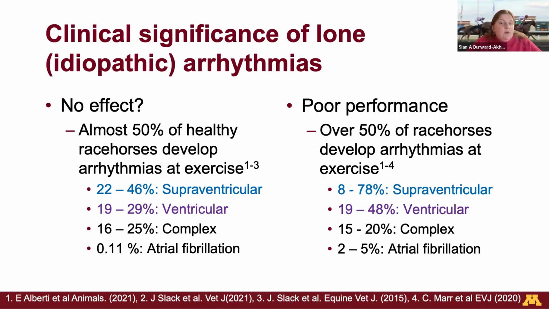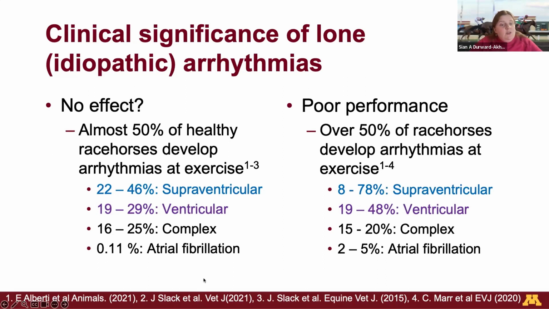So when we look at horses with poor performance, the frequency of arrhythmias is slightly higher. Over half of racehorses with poor performance develop arrhythmias at exercise, with almost 3/4 developing supraventricular and about half developing ventricular arrhythmias. But what I really want you to take from this slide is there's a marked overlap between the frequency of supraventricular, ventricular, and even complex arrhythmias in horses that are completely healthy and have no concerns, and racehorses that have poor performance.